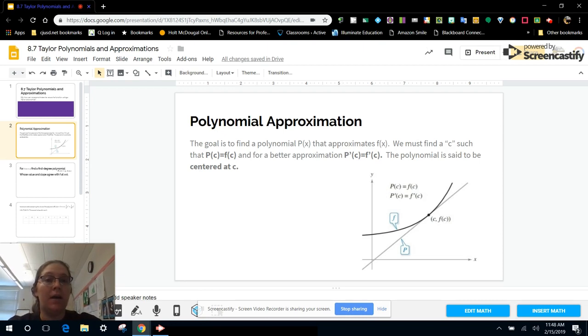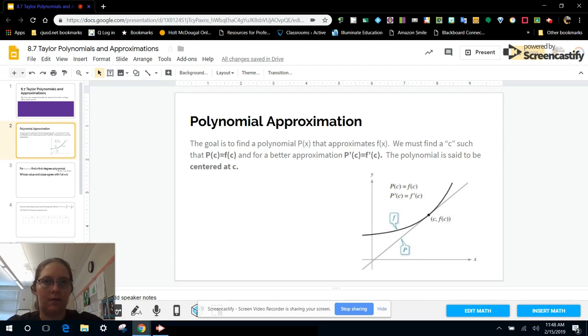In a better approximation, they would have the same slope, similar to a tangent line. So p prime of x at the point c would equal f prime of c. It's not that they would be equal everywhere, it's that they would be equal at least at that one point. Now, the difference from a tangent line is that a tangent line is only a linear approximation. It only goes to the first degree, which on a curve makes it not very accurate.